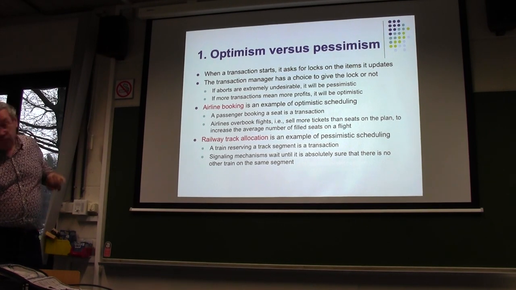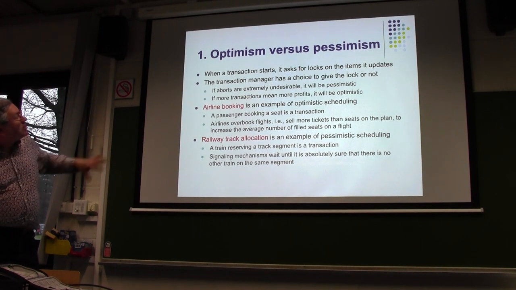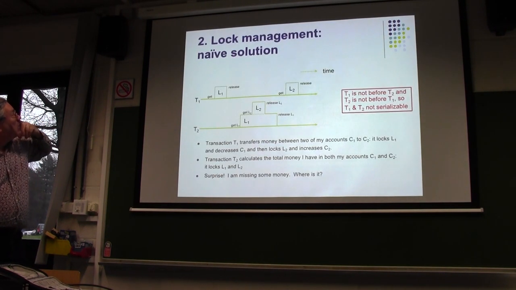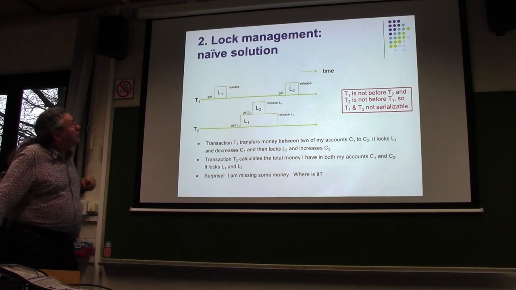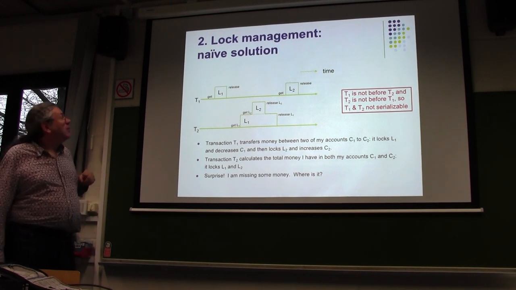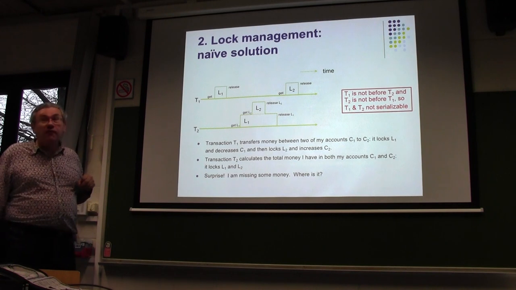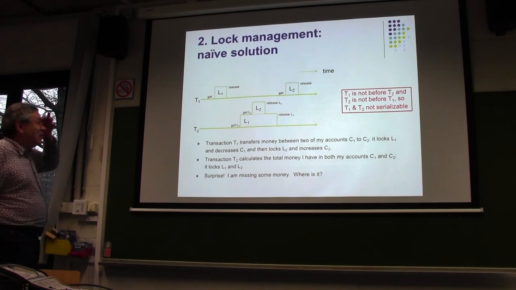So that's optimism versus pessimism. So that's the first axis. So this is kind of a choice. Now we go to lock management. This is the safety property, making sure the transaction is serializable, okay?